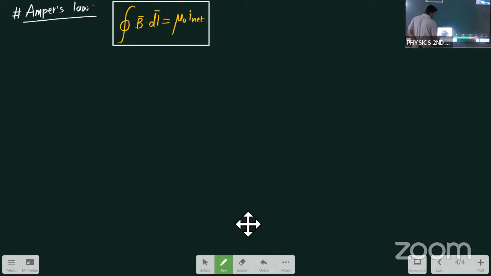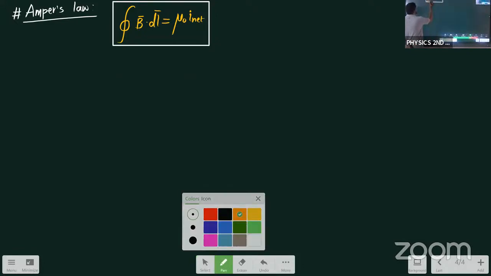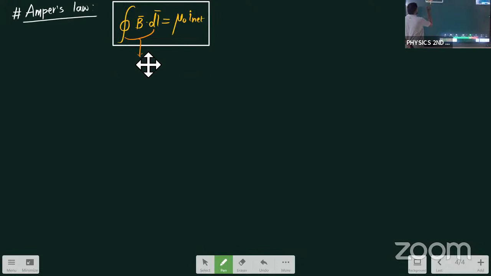See here, the integral is there. Which element is there? Length element is there. This is called a line integral. Line integral of which physical quantity? Magnetic field. Line integral of magnetic field.